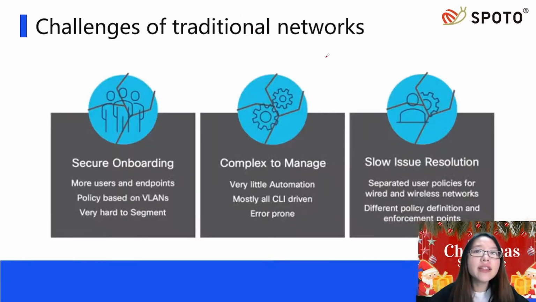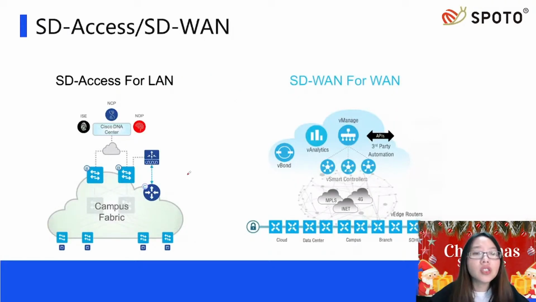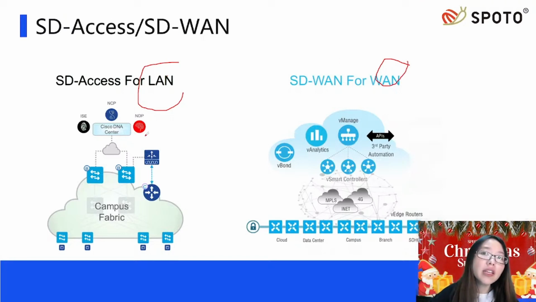The traditional networks have so many problems, such as secure onboarding, complexity to manage, and slow issue resolution. So in SDN, we use SDA to solve LAN problems, and SD-WAN for WAN problems. Today we will focus on the knowledge points related to SDA. Okay, so let's know the SDA.